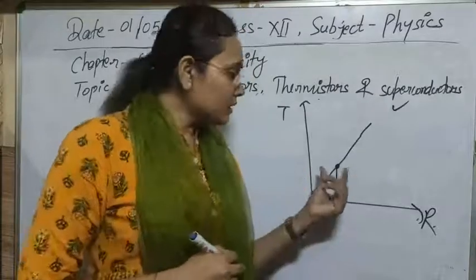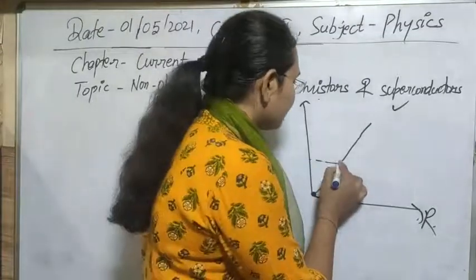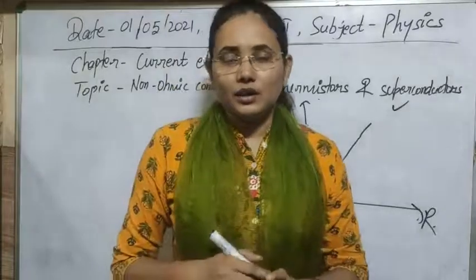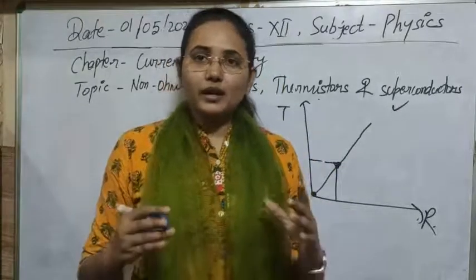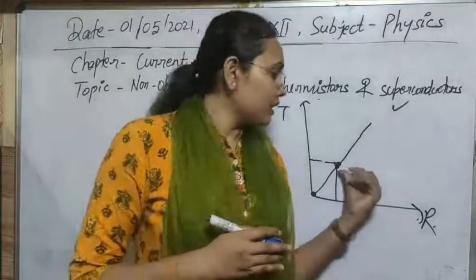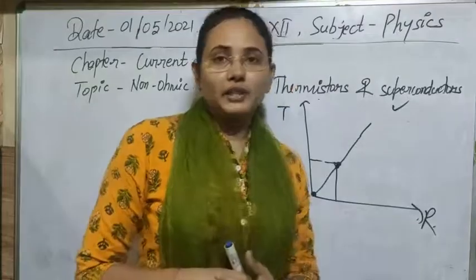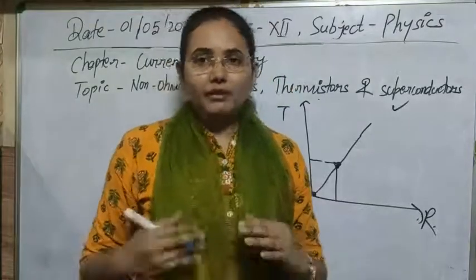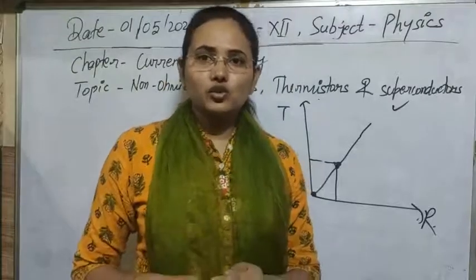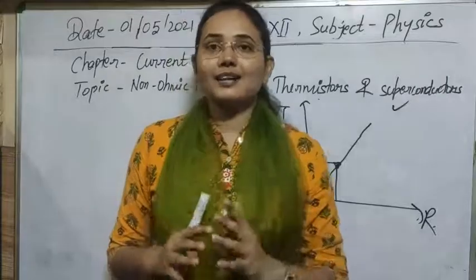So that temperature is known as the critical temperature or transition temperature for that conductor, and such kinds of conductors are known as superconductors. So superconductors show a different kind of property at a certain temperature, meaning they lose their resistive property at that temperature. And we can even convert many conductors into superconductors, but first we have to know their transition temperature.